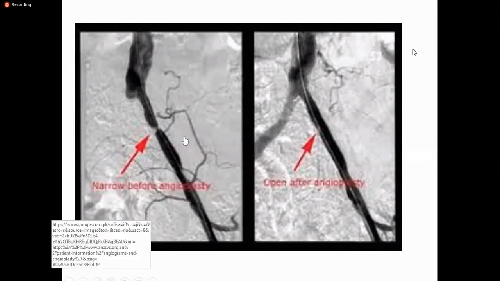So to correct this abnormality, we do the PCI. On the right side here, you can see the balloon is inserted. When the balloon is inflated, this narrowed portion is opened up. Or we can place a stent into this diseased portion. So this is basically a diseased portion of the coronary artery, which is narrowed and was treated by the PCI.